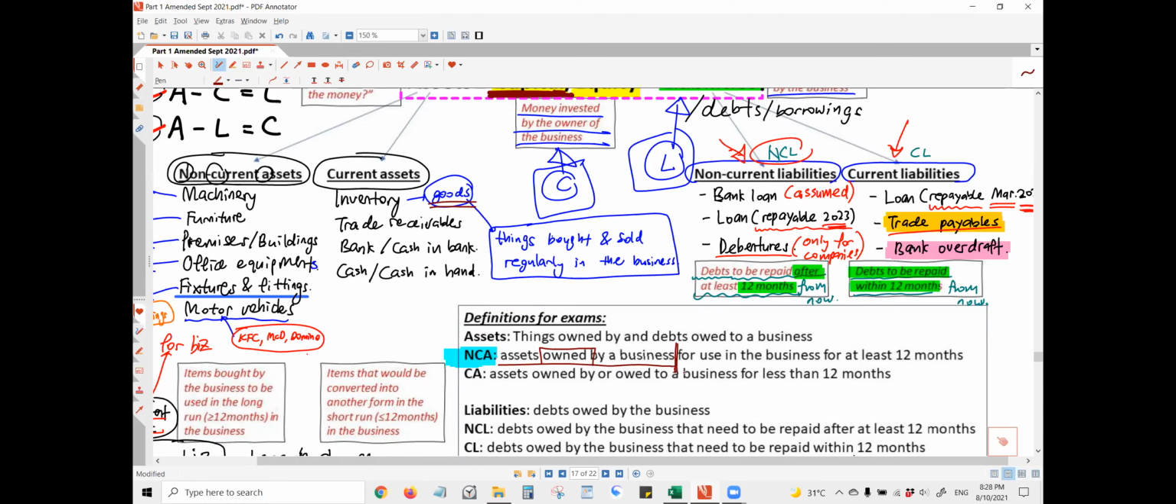Now, the second part of the definition, I use a different color. For use in the business. Okay, let's see if it makes sense. For use in the business means you don't intend to sell it off. Okay, you write down. This is important. This is important to understand. We don't intend to sell off the NCA.